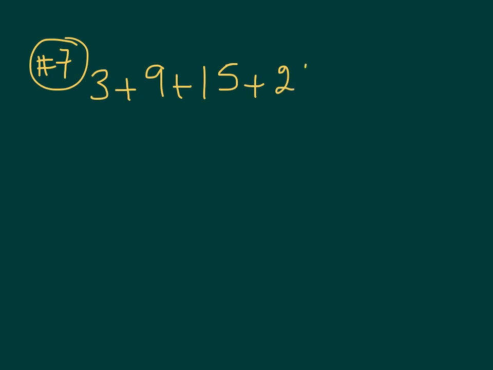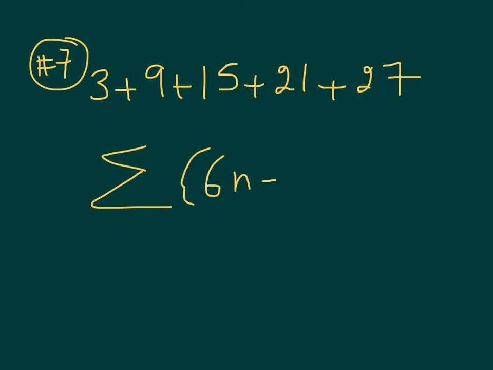Number 7 and number 8, I really want you to spend some time on them to figure them out. But as you can see, number 7, we already wrote the rule in number 6. So you have the 3 plus the 9 plus the 15 plus 21 plus 27. To write this rule, since they're all added up, it's the formula that we came up with in number 6, 6n minus 3, but the counter is going to go from 1 to 5 just because you have 5 terms. If you count them, you get a total of 5.